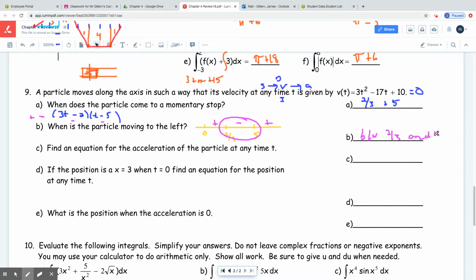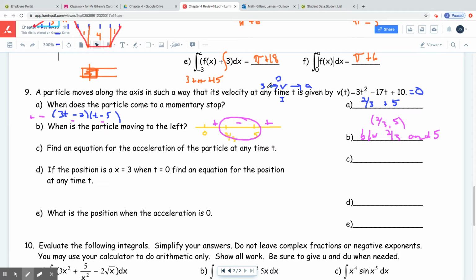So the easiest way to write that would be interval notation, but I don't care if you wrote it like this. If you actually just write it out as an inequality, it doesn't make a difference. All right, find the equation of the acceleration at time t. Well, this is the velocity. To go from velocity to acceleration, we're going from left to right.